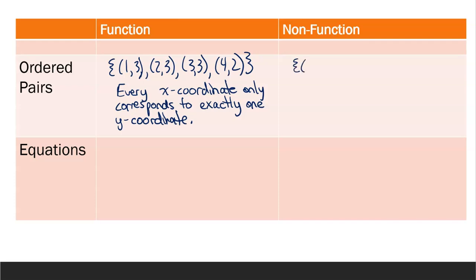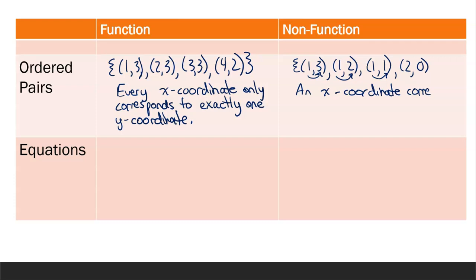So let's look at that one next. For example, if I have (1, 3), and then I also have 1 again, but now it gives us a value of 2 on the y value, and again I have 1 and it gives us a value of 1 as a y value, I have that giving me three different y values for the same x value. That would be considered a non-function. And it should have a curly bracket there at the end as well to finish off the set of ordered pairs. Any x coordinate that corresponds with more than one y coordinate is considered a non-function.